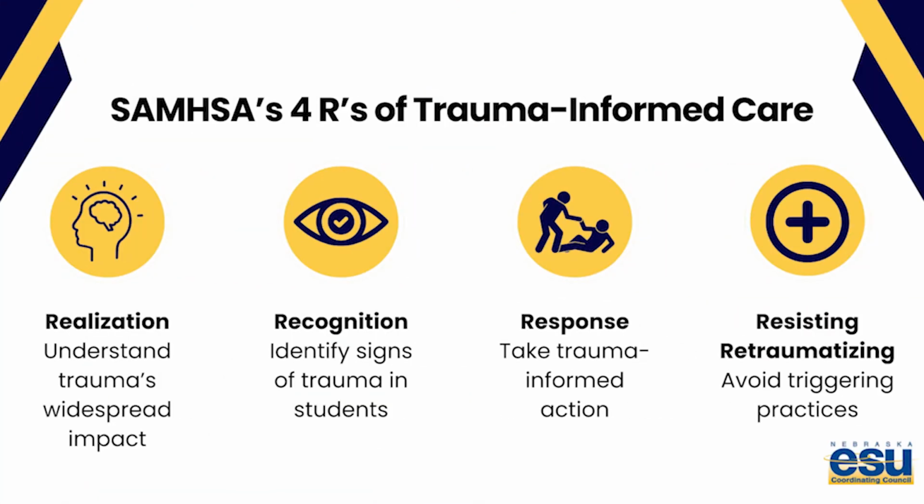Resisting re-traumatizing. The final R is about actively working to avoid practices and environments that could inadvertently trigger or worsen trauma responses. This asks us to be mindful of factors that may impact how a student responds in a learning environment. By having awareness of individual trauma stories, triggers, and students' needs, we uphold the principle of creating a truly healing and supportive school climate for all, especially students with visible or invisible trauma.